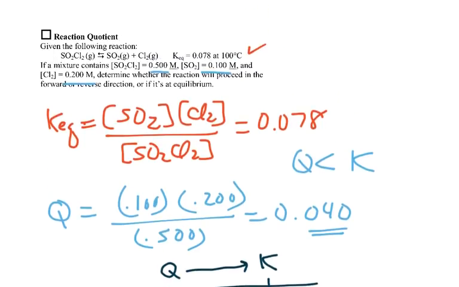So back here, determine whether the reaction will proceed in the forward direction or the reverse direction, or if it's at equilibrium. And the answer is it needs to go in the direction that makes more SO2Cl2 to reach equilibrium. So we're going to make more SO2 and Cl2 in order to get a number like this. And that's 8.1.